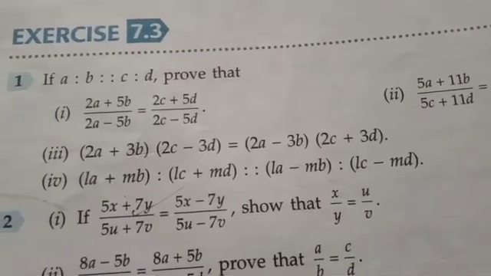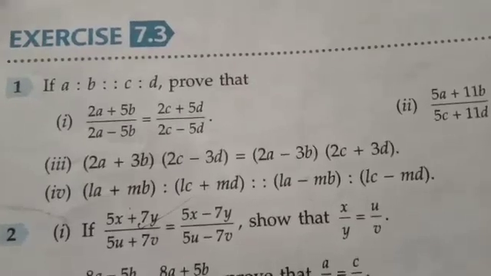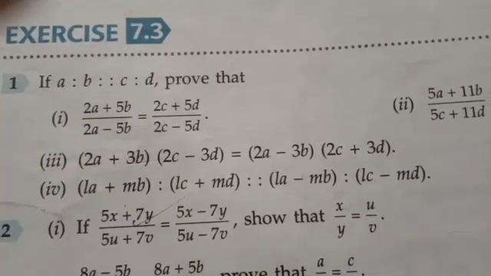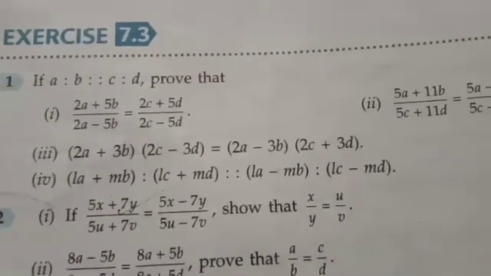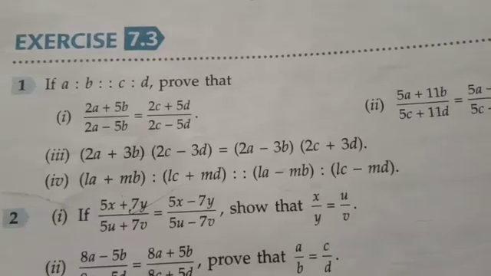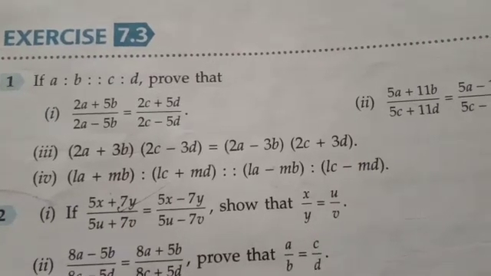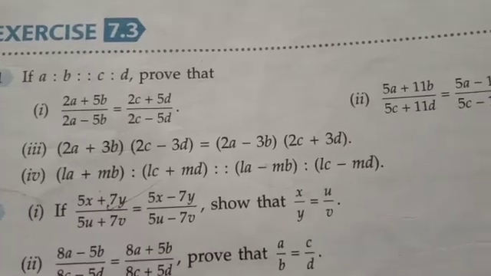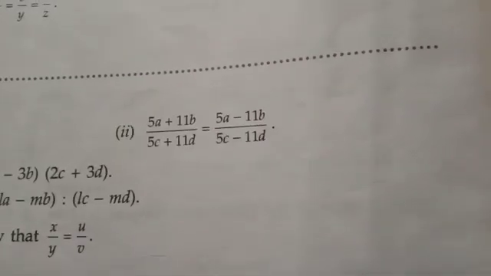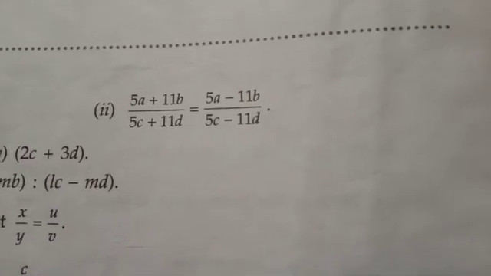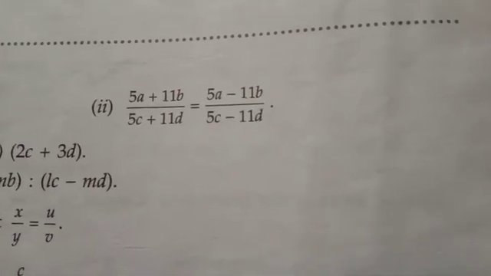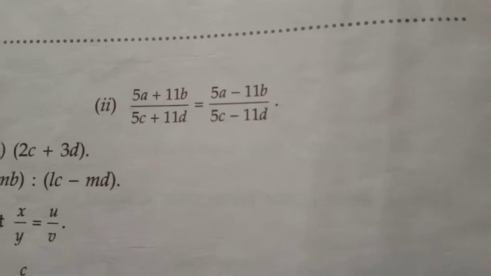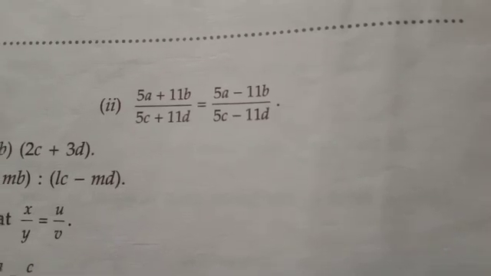Question number 1, just see. If a by b is equal to c by d, prove that. There are 4 questions. Condition given, a by b equal to c by d. You have to prove (2a plus 5b) by (2a minus 5b) equal to (2c plus 5d) by (2c minus 5d). Second part also same process, you have to prove (5a plus 11b) by (5c plus 11d) equal to (5a minus 11b) by (5c minus 11d).